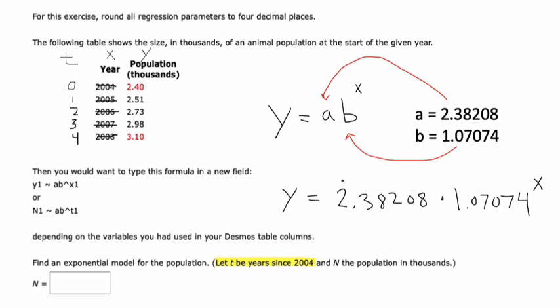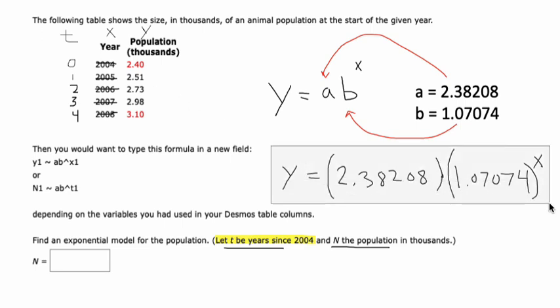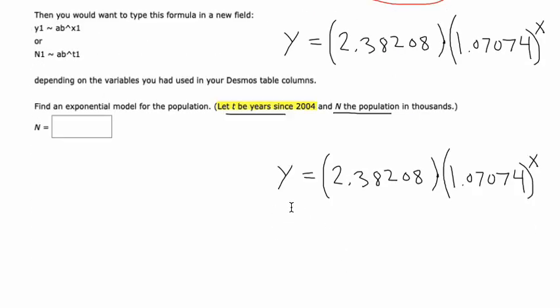You could write parentheses around these if you want. But notice in this problem, they want t to be the time and n should be the population. So we want to change our letters. Let's change our letters to represent the quantities in this problem. So instead of y, I'll use n. Instead of x, we'll use t. And that'll do it.